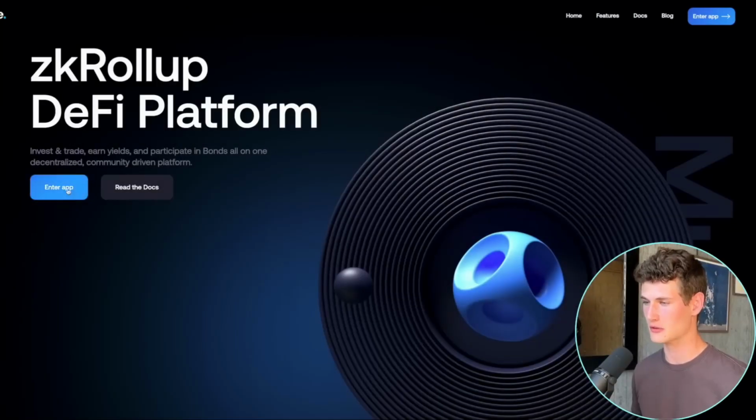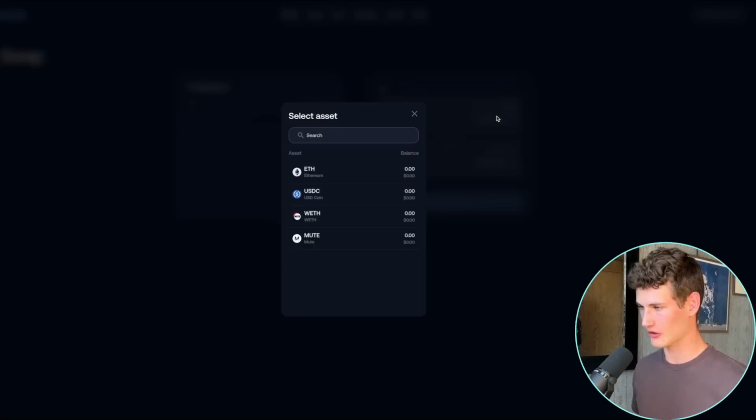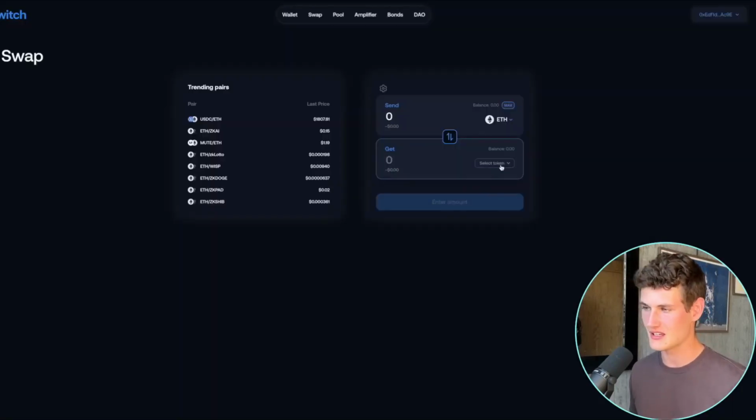If you go to mute here, we can press enter app, and this is, as mentioned, a decentralized exchange. So what are you able to do here? Well, you're able to swap tokens. So you can swap some Ethereum for some USDC, the other way around, etc. Because this essentially shows that you're using the dApps, you are interacting with smart contracts, and you're also transacting volume.